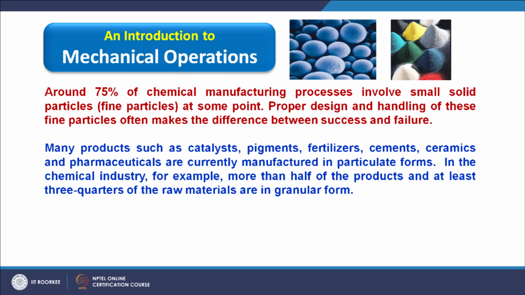Further, if I consider solid materials, many products such as catalysts, pigments, fertilizers, cements, ceramics and pharmaceuticals are currently manufactured in particulate forms. In the chemical industry, for example, more than half of the products and at least three-fourths of the raw materials are in granular form. So, we have significant material which we can handle through mechanical operation.